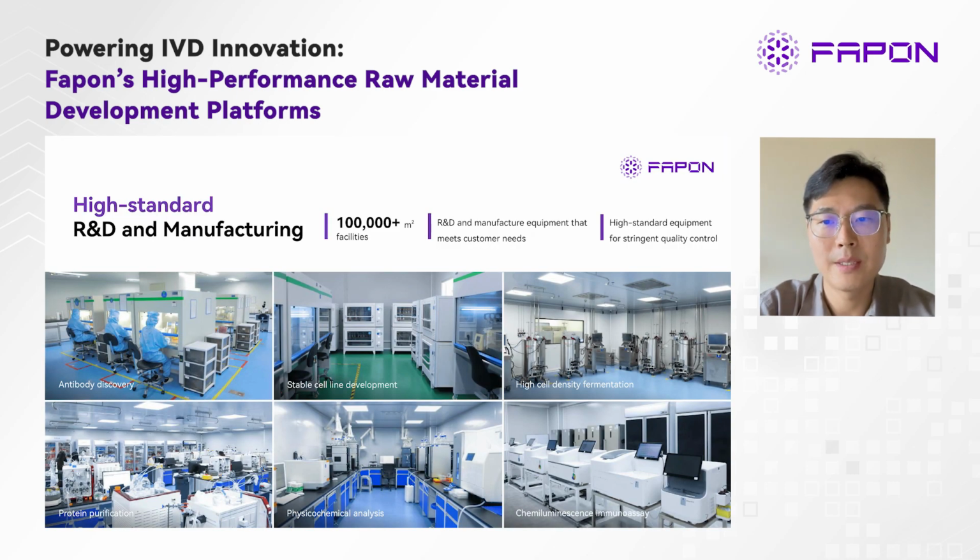Within each site, we've also built high-standard R&D and manufacturing facilities. We have over 100,000 square meters of facilities globally that is currently being used. Below are some pictures of our lab spaces dedicated to different applications, such as antibody discovery, stable cell line development, high cell density fermentation, protein purification, QC, as well as you can see some chemiluminescence immunoassay analyzers at the bottom right corner.